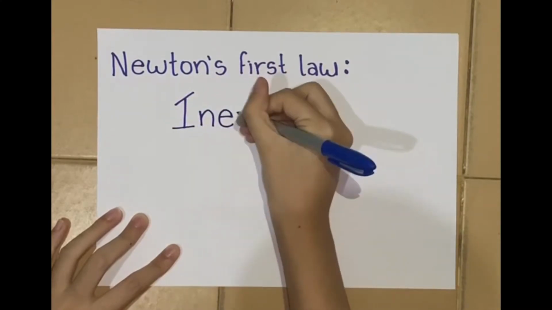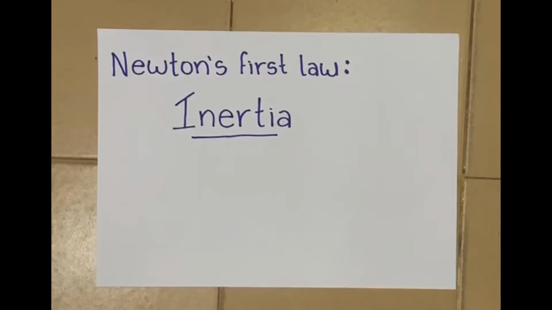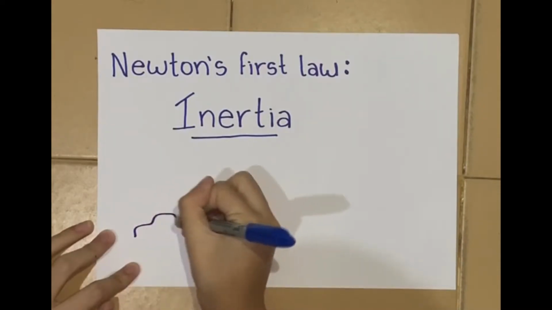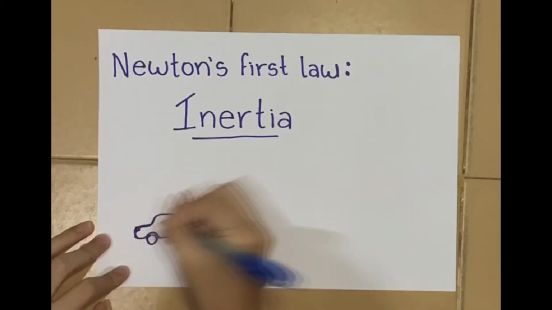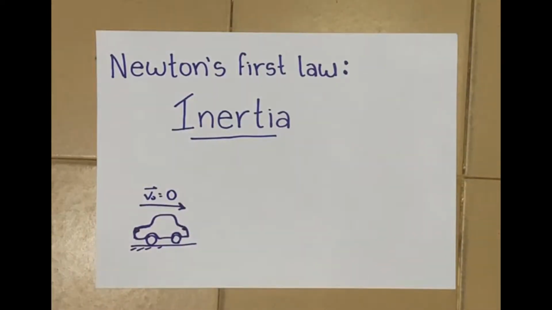So, let's begin with the first law, the law of inertia. This law implies that an object that isn't moving has a tendency to stay still unless some force is applied to that body. For example, a car that is stationary won't start to move unless a force is applied to it. It also says that an object that is moving with a certain velocity has a tendency to stay moving with the same speed unless another force is applied to the body.